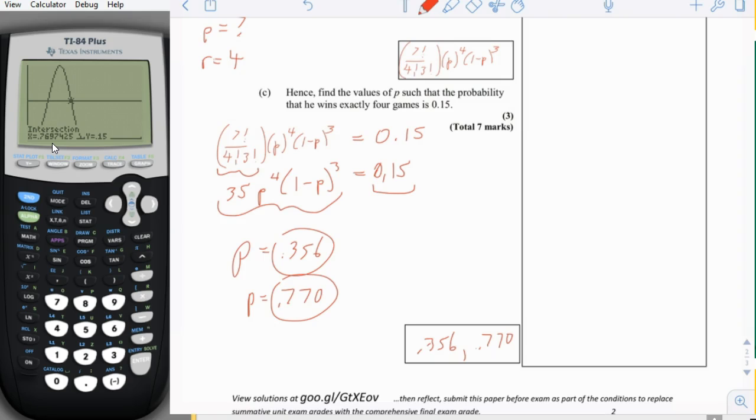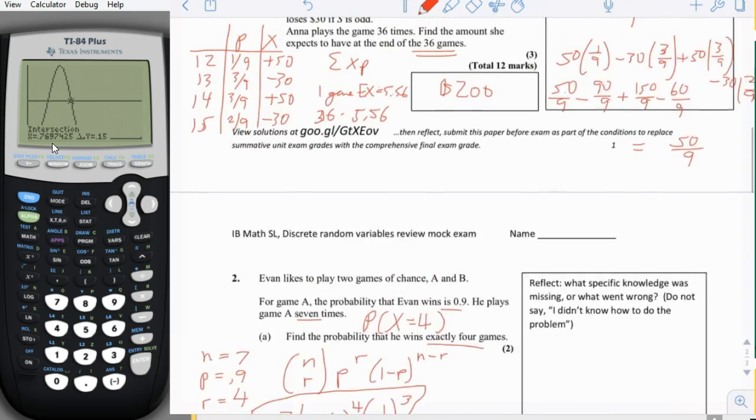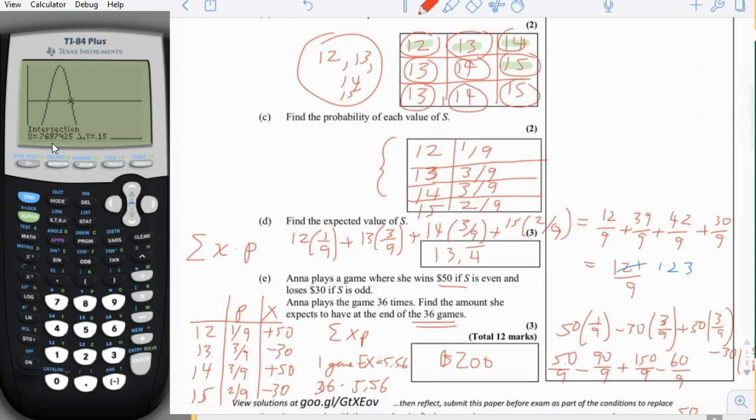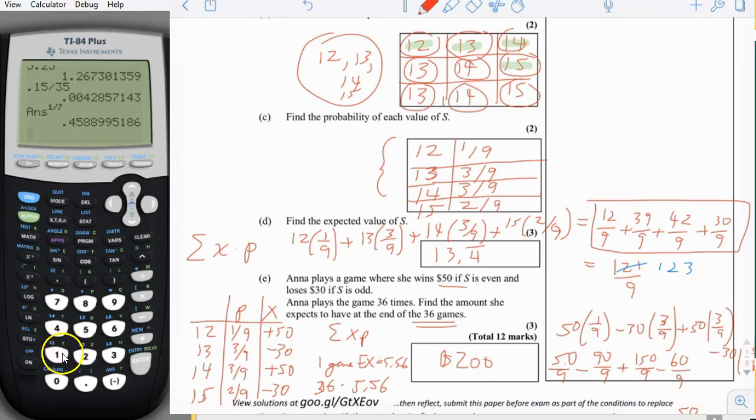Okay. Just one more thing. I noticed that I made a mistake on problem 1. On problem 1, when you add up these numbers here, you don't get 121 divided by 9. You get 123 divided by 9. And 123 divided by 9 is 13.7. So, let me fix this too. 13.7. Okay, so that's it for the mock exam.